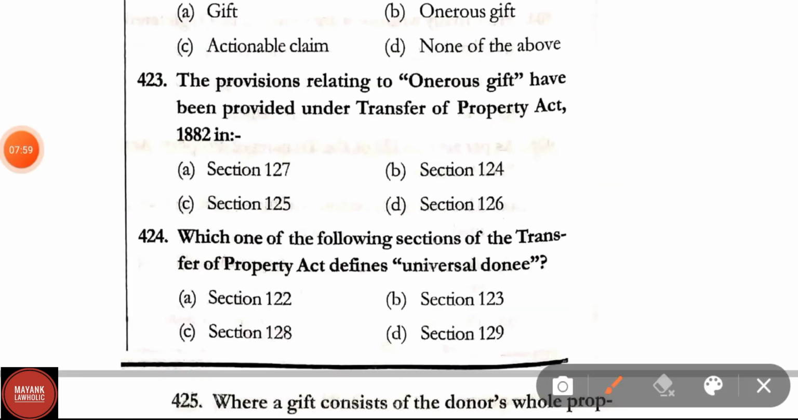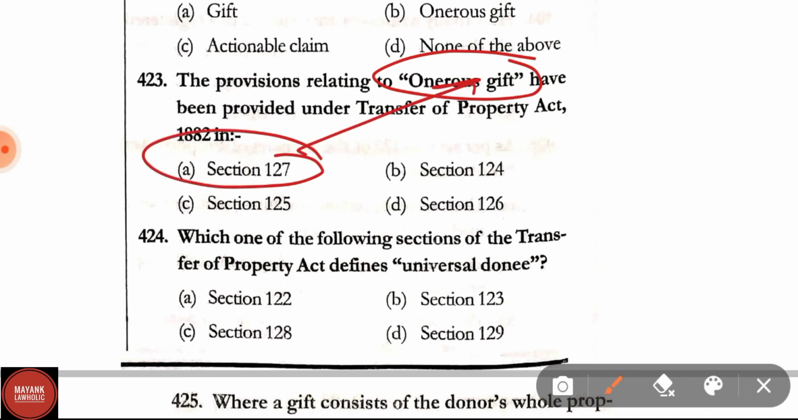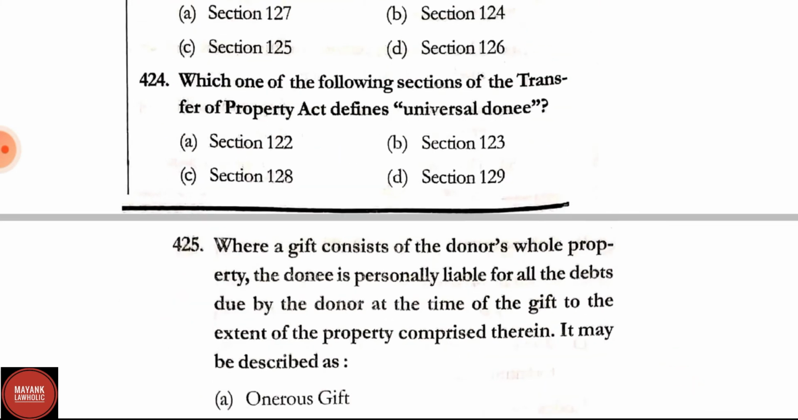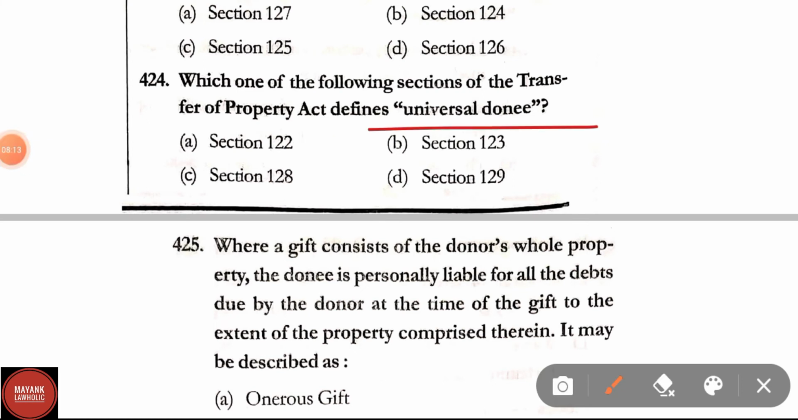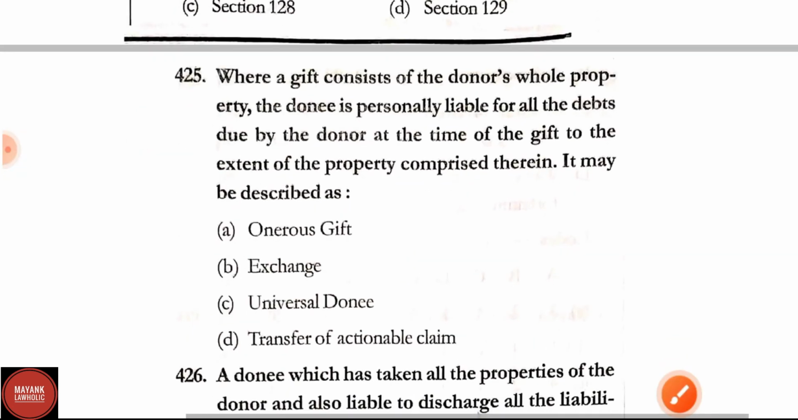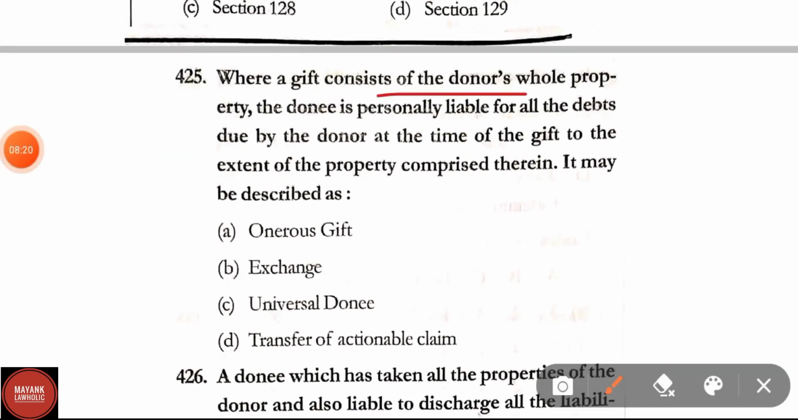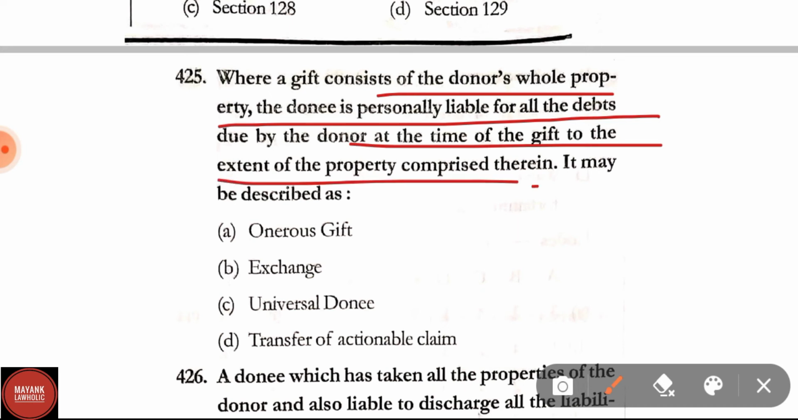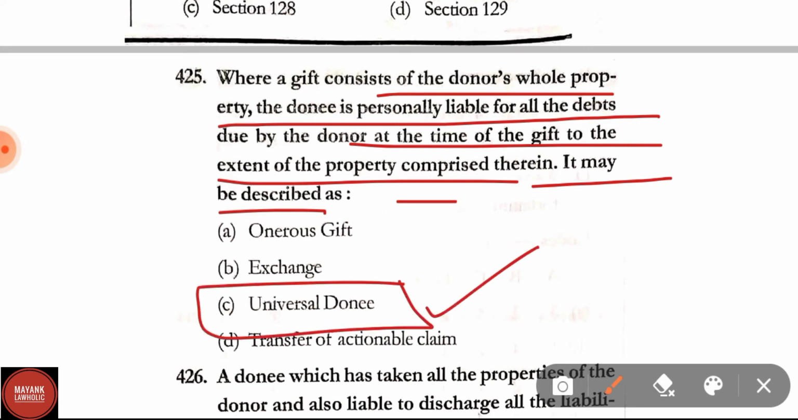Question number 423. The provisions relating to onerous gift have been provided under the Transfer of Property Act 1882 in Section 127. Question number 424. Which one of the following sections of the TPA defines universal donee? Section 128 defines universal donee. Question number 425. Where a gift consists of the donor's whole property, the donee is personally liable for all the debts due by the donor at the time of the gift to the extent of the property comprised therein. It may be described as onerous gift, exchange, universal donee, transfer of actionable claim. Correct answer is universal donee.